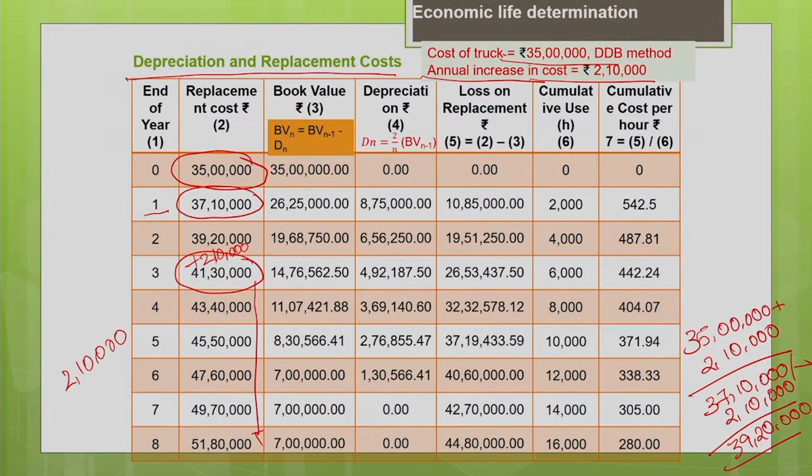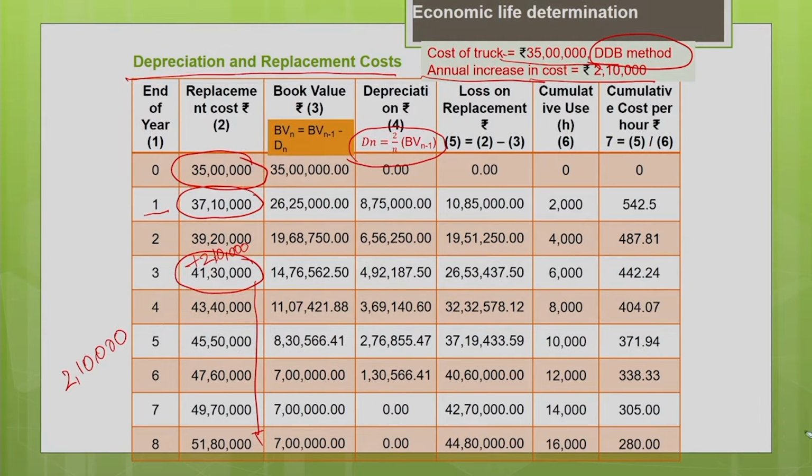Another important thing you need to see is that every year the machine is depreciating, there is a loss in book value. In this problem we are going to estimate the depreciation using the double declining balance method. I hope you remember the formula: it is 2 by n into the book value of the previous year. For the first year, D1 is 2 by n into the book value of the previous year.